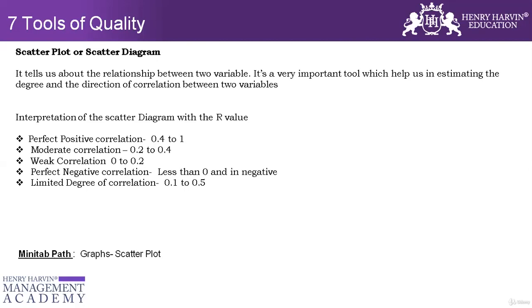So let's take a minute. Does anybody have any question? Yeah. Just a question. For the moderate correlation, we are saying we consider values from 0.2 to 0.4. And then again, for a limited degree of correlation, we are saying 0.1 to 0.5.